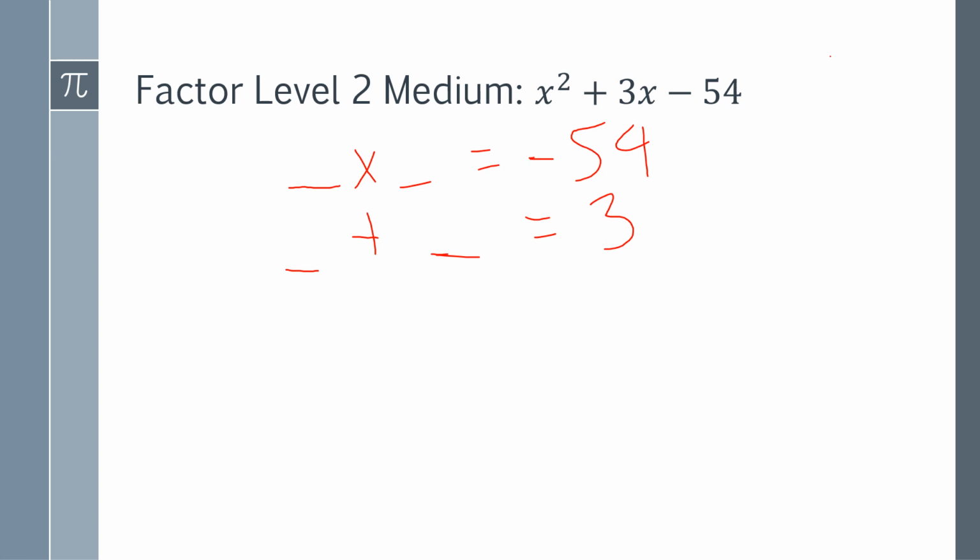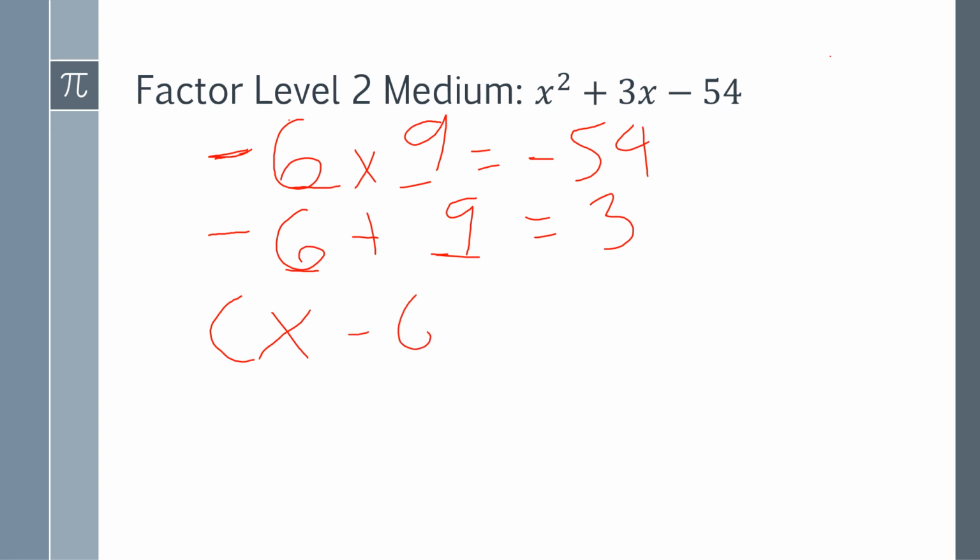So let's do it. I know that negative 6 times 9 gives me a negative 54. But I also know that if I owe someone $6, but if I pay them 9, I'm gonna get $3 back. So therefore, my answers should look as x minus 6, x plus 9.